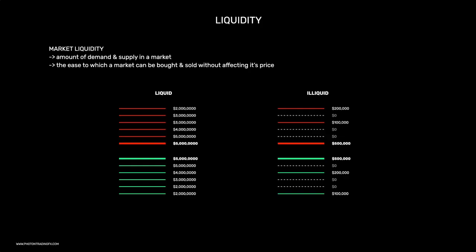However, with illiquid markets on the right-hand side, there may not be any bids or offers at certain price levels, and or the quantity, so the amount of volume of supply and demand at each of those levels might be a lot lower too.